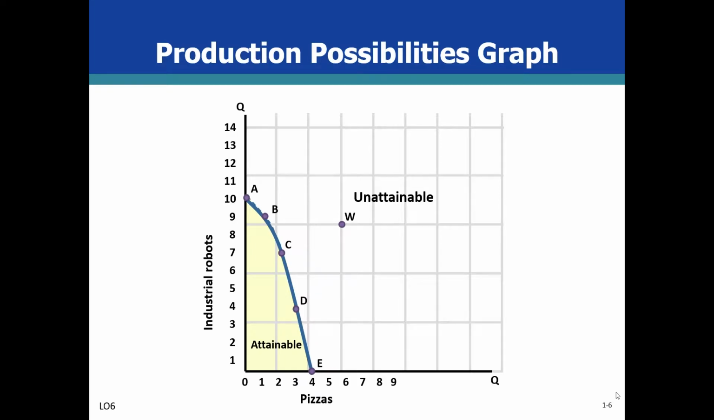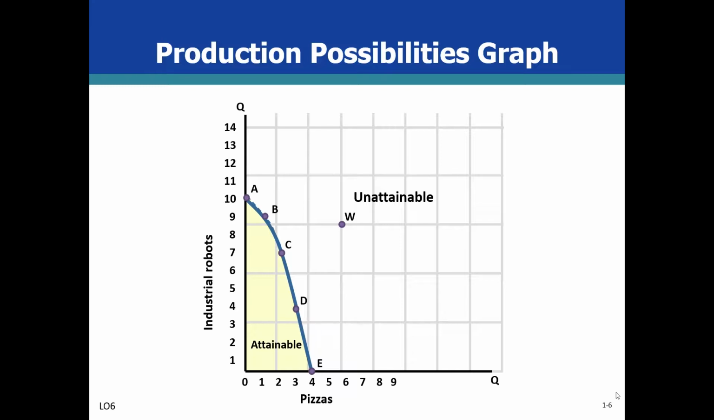Let's see what they look like graphically. Okay, we can see point A through E on the graph for this production possibilities curve. A representing 10 industrial robots and no pizzas. E representing 4 pizzas and no industrial robots. There are some interesting things that need to be explained about this curve. We have pizzas running along the bottom, and we have industrial robots on the vertical axis.